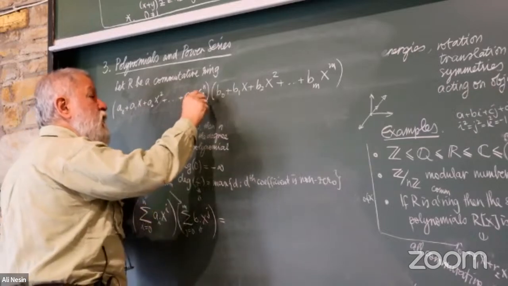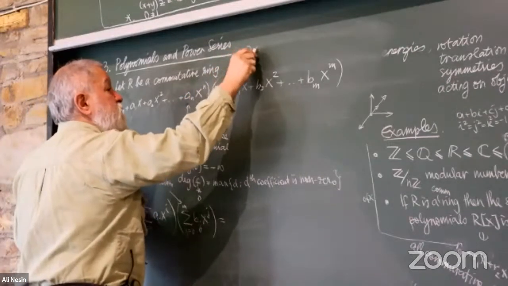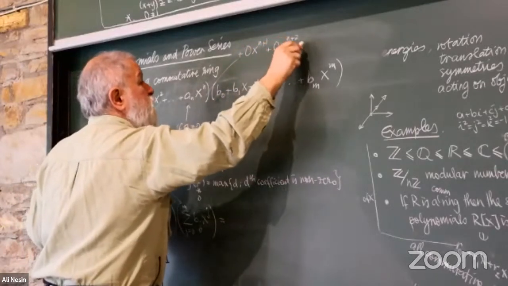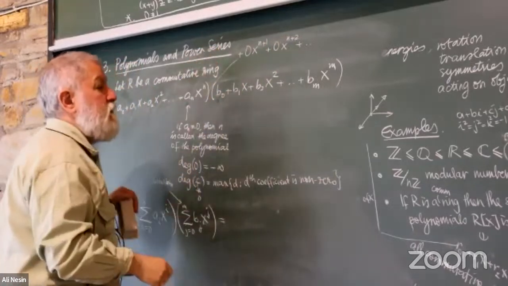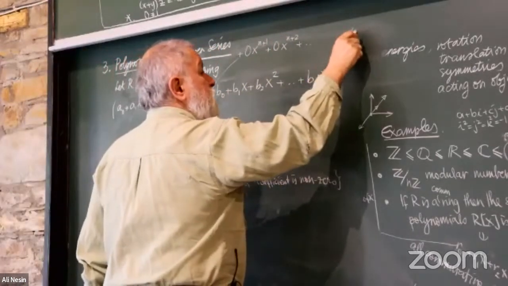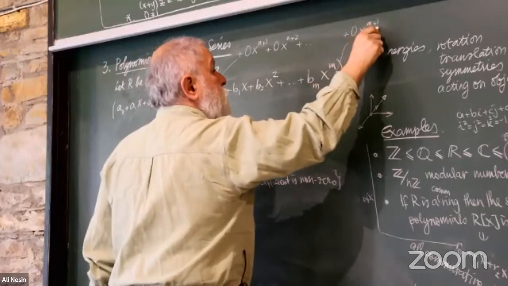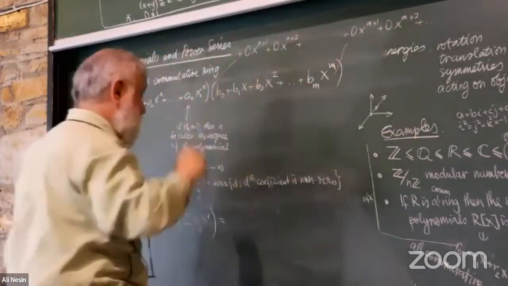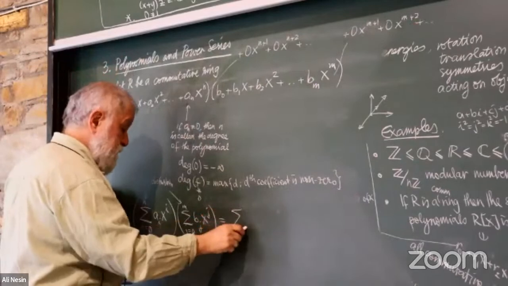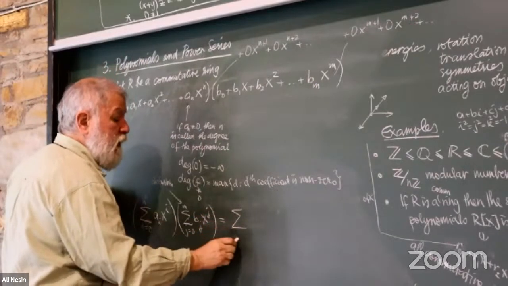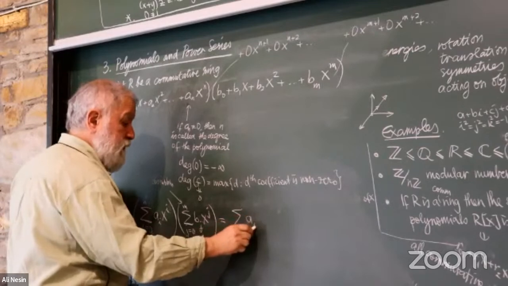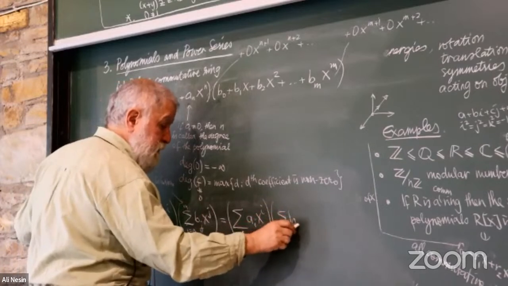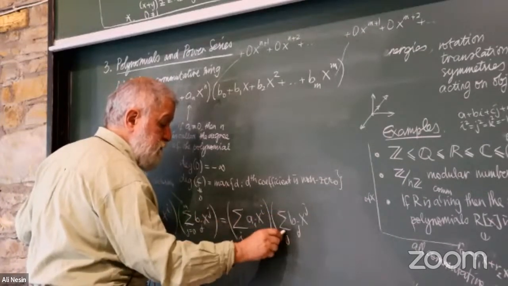You can continue this up to infinity: plus 0 times x to the n plus 1, plus 0 times x to the n plus 2, and so on. Keep going like this. Add zeros. And here also you can put plus 0 times x to the n plus 1, plus 0 times x to the n plus 2, and so on. Go as far as you can up to infinity. So this is the sum over all i of a_i x to the i, times the sum of b_j x to the j, for all j.